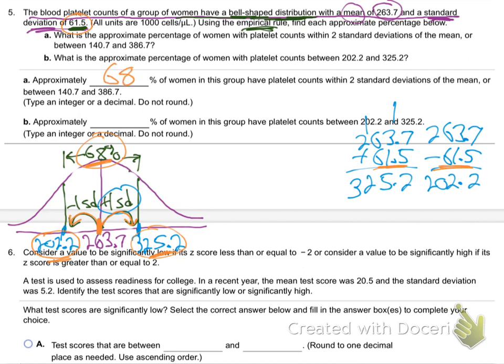And then next, I've got to keep going. That's actually going to be number 2. Look at that, 202.2 and 325.2. That goes here. That's actually the answer to B. Then what's the answer to A? How did they get this 140.7?